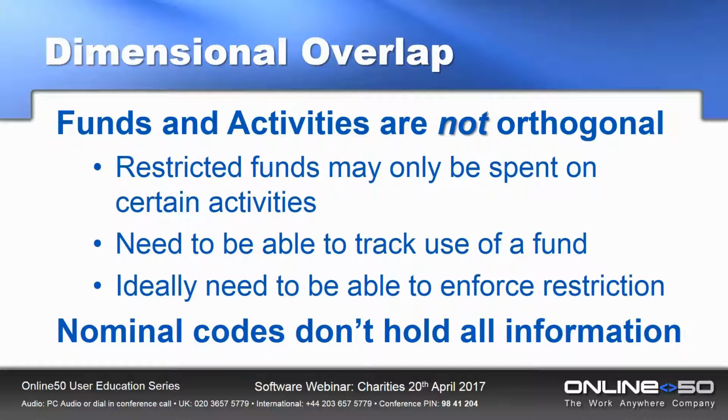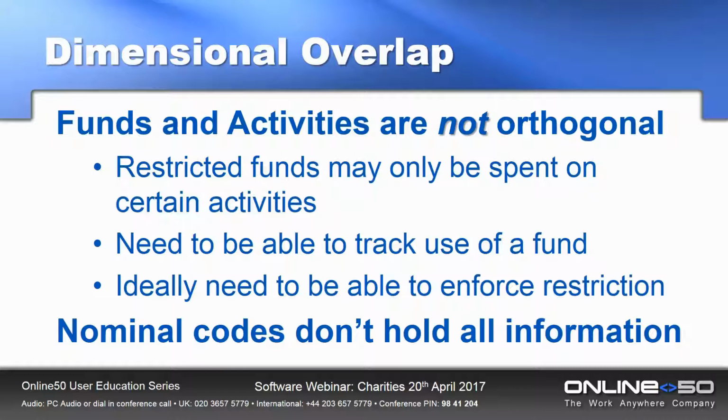Now, although we could make sure we can capture everything by using different nominal codes, we need to recognise that as soon as we start putting funds and activities on items other than nominal codes, there is a chance that our nominal codes won't hold all the information that we need. So certainly not for stakeholder reporting. We could set up the system so that nominal codes do capture everything we need for SOFA information, but obviously we need to be careful that we are making sure we're setting it up like that.